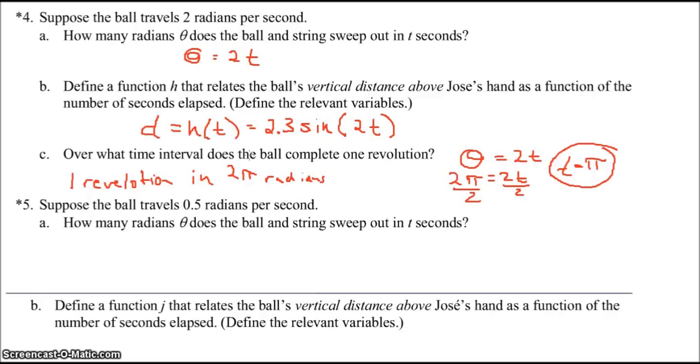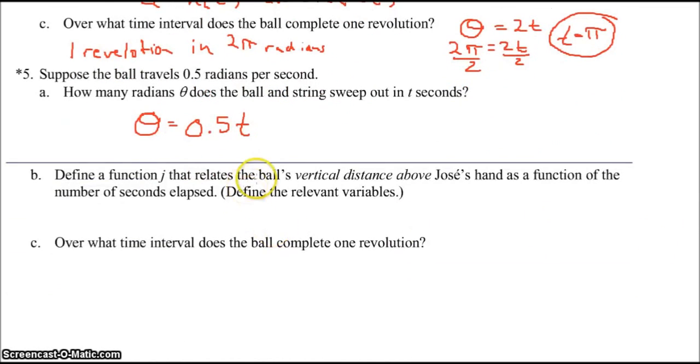Suppose the ball travels 0.5 radians per second. How many radians theta does the ball and string sweep out in t seconds? So theta would be 0.5 times the number of seconds, t. Define a function j that relates the ball's vertical distance above Jose's hand as a function of seconds elapsed. So we know that j of theta would be 2.3 sine of theta. Oops, that's not correct, because I want to replace the theta with t. This has really got to be a function of t. 2.3 sine of, and for every radian I have 0.5 times t seconds.